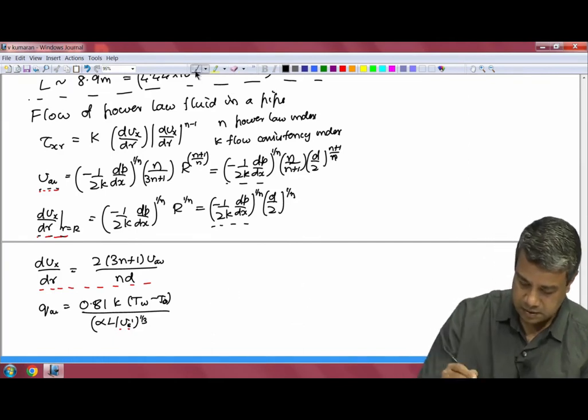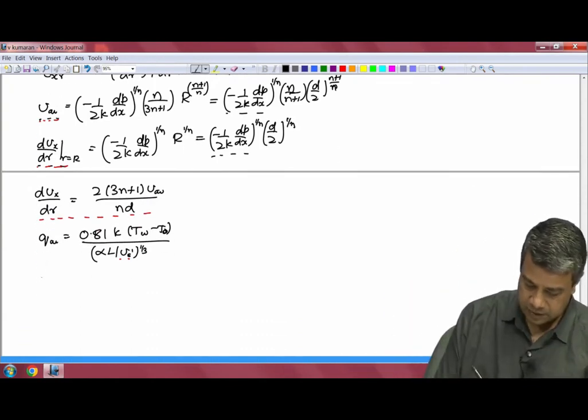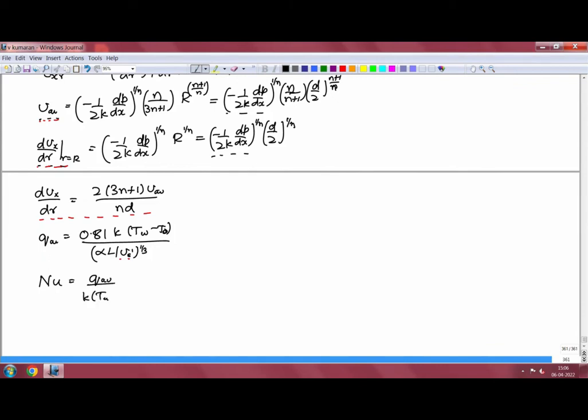So, this Nusselt number is equal to Q average by k into (T_w minus T_infinity) by d. And if you substitute these expressions, I will not go through the details, what you will get is 0.81 Pe power 1/3, into (2 into (3 n plus 1) by n) power 1/3 into (d by L) power 1/3. So, this is the simple extension of the same analysis for a pipe flow to a power law fluid.